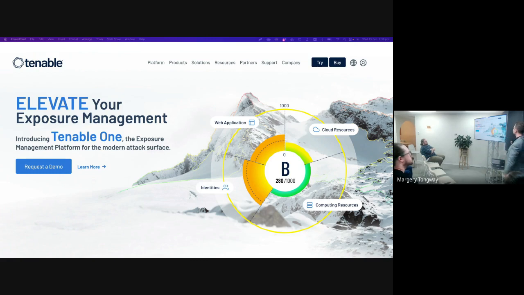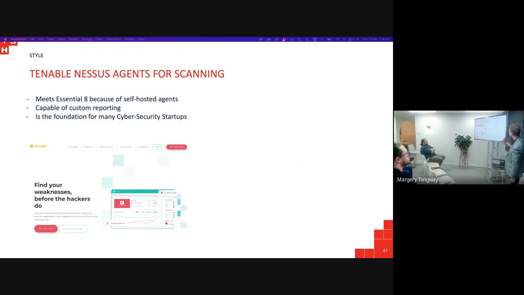Tenable provides you a Linux distro. You run it on your host, and then it's going to tell you everything that's wrong. And this business here, intruder.io, I don't know if anyone has heard of it, it's really popular, is actually just piggybacking off Tenable agents that are sitting there, and it's just using APIs to give you vulnerability and weakness reports.